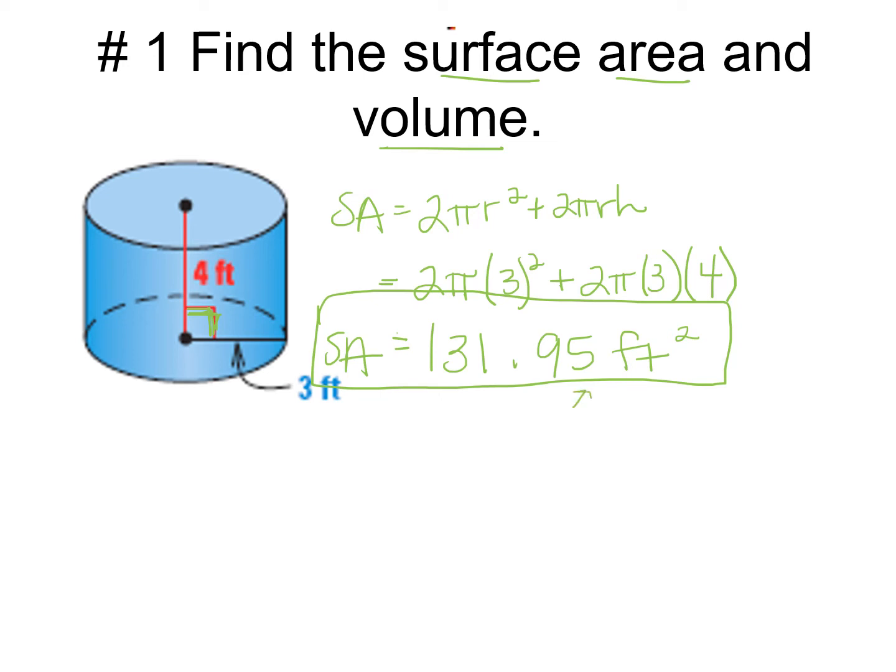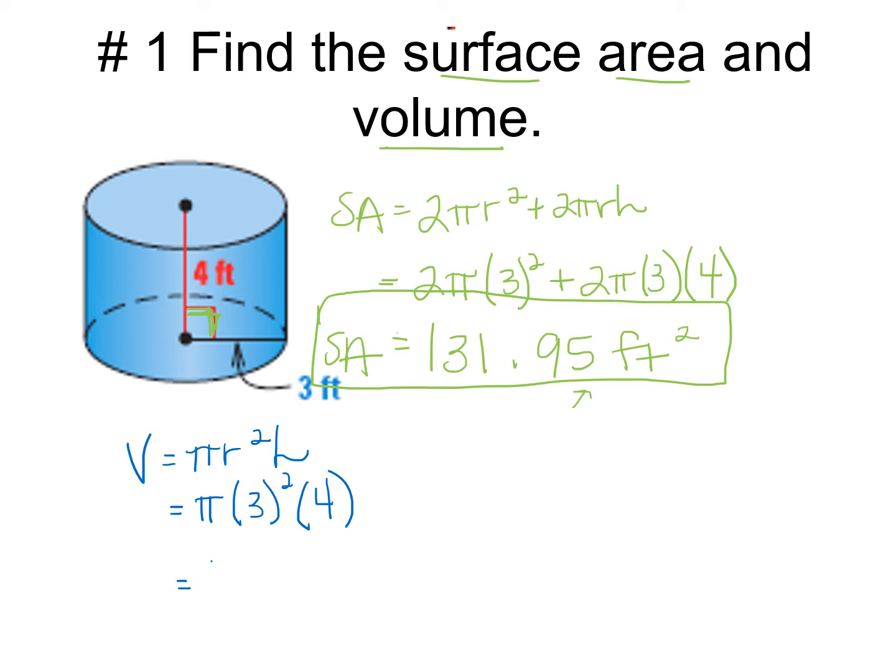So let's try volume. For the volume formula, we could use big B, but I'm going to use pi r squared, and then h, because that big B, that base, is always going to be a circle. So if I plug in what I know, our radius is going to be 3, so 3 squared, and our h is going to be 4. So I'm going to use my calculator to my advantage. I'm going to hit the pi button. Then I'm going to do left parenthesis 3, right parenthesis, squared, left parenthesis 4, right parenthesis, hit enter.